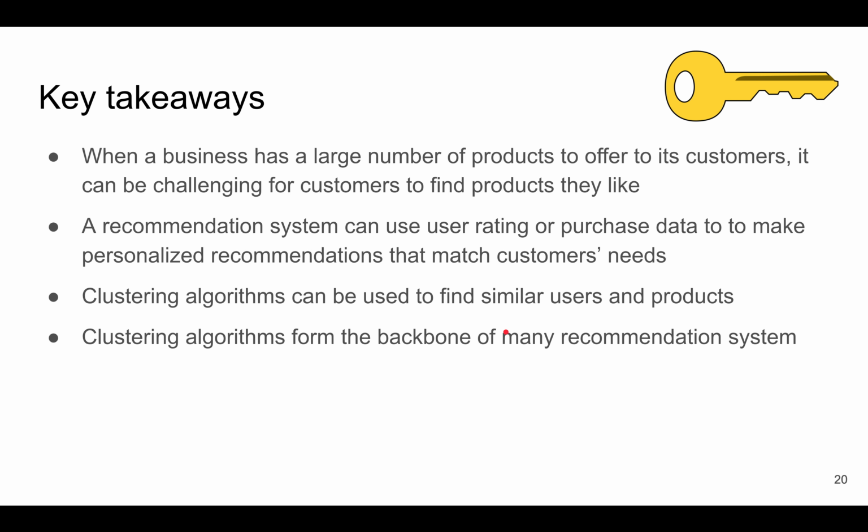Alright, so to conclude, when a business has a large number of products to offer to its customers, it can be quite challenging or frustrating for customers to find products they like. So this business can use a recommendation system based on the user ratings of the purchases to make personalized recommendations to match customers' needs. One of the key algorithms or problems is the problem of clustering, finding users or products that are similar to one another. And clustering algorithms are used in many recommendation systems.